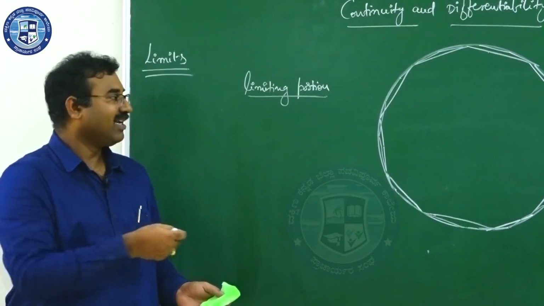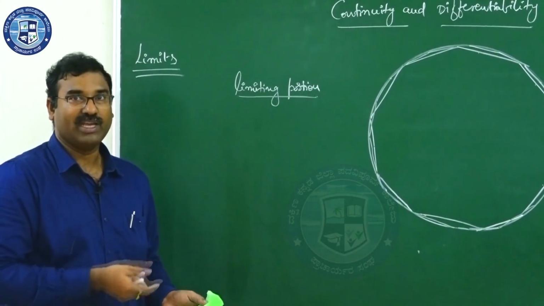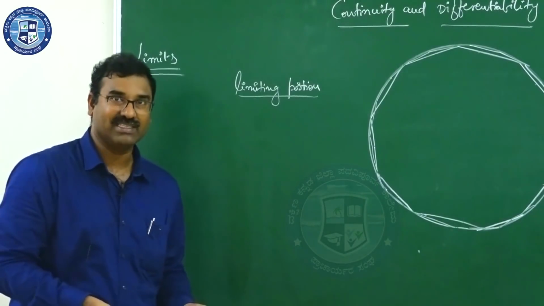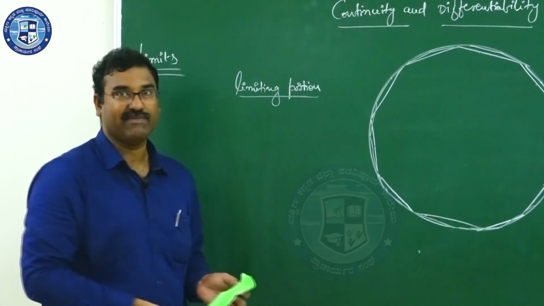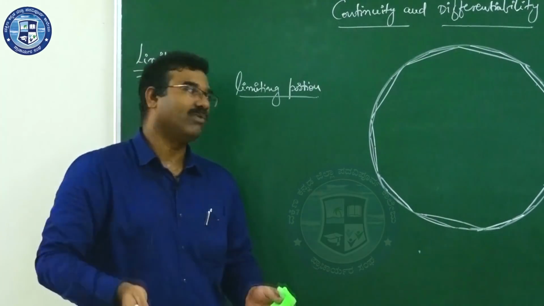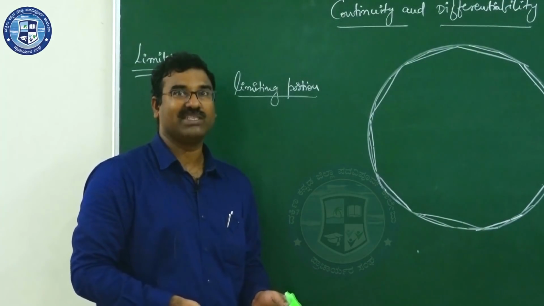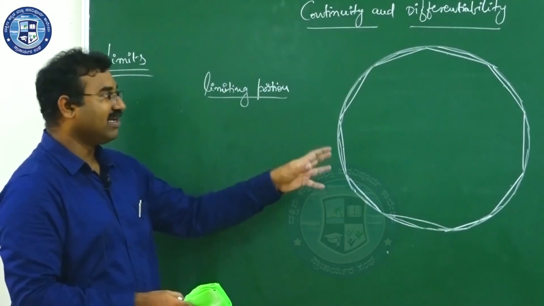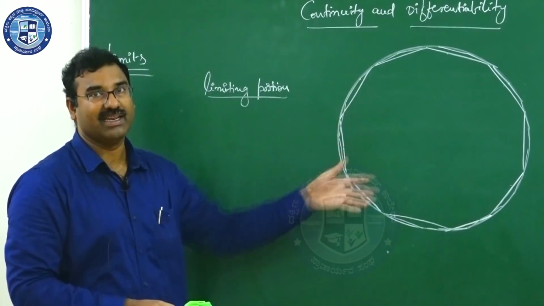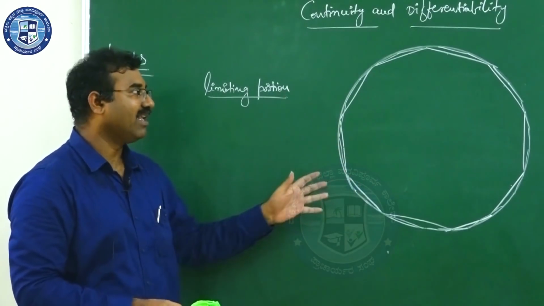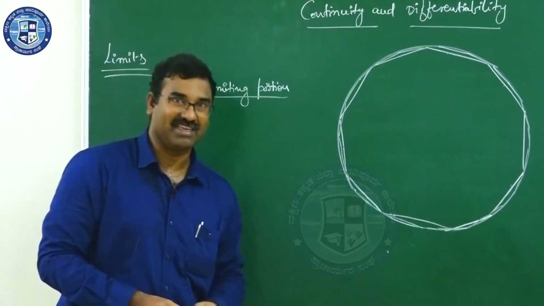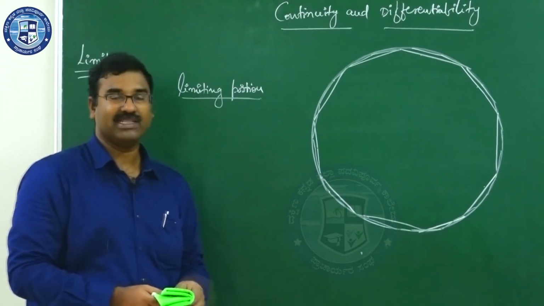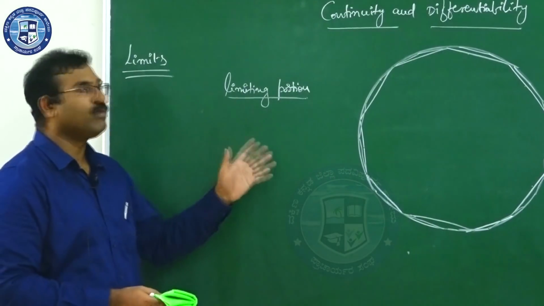Inscribing the n-sided polygon in the circle, it is almost the circle itself. We can't distinguish which is the circle and which is the polygon. The limiting position of inscribing polygons in the circle will be almost the circle only, right? I hope you understand these two examples. This is for understanding the limiting position.